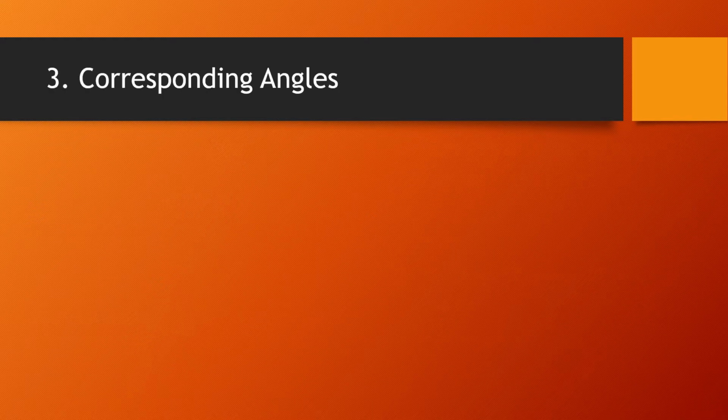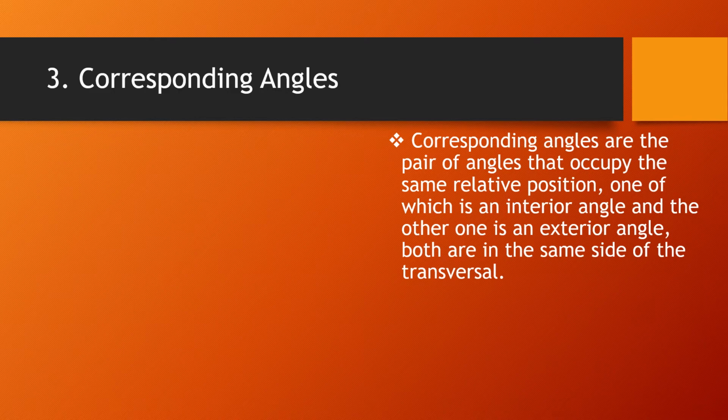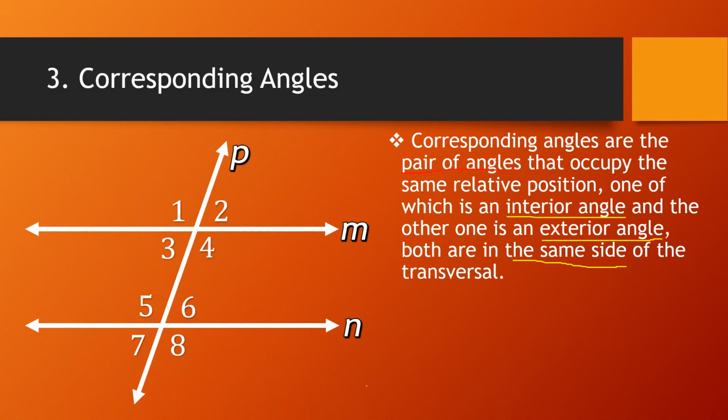Okay, next, corresponding angles. So these are a pair of angles that occupy the same relative position, one of which is an interior angle and the other one is an exterior angle. So both are on the same side of the transversal. Okay, remember they are a pair of angles and one is an interior and the other is an exterior, but on the same side of our transversal. Okay, given this figure, which do you think are the pairs of corresponding angles?